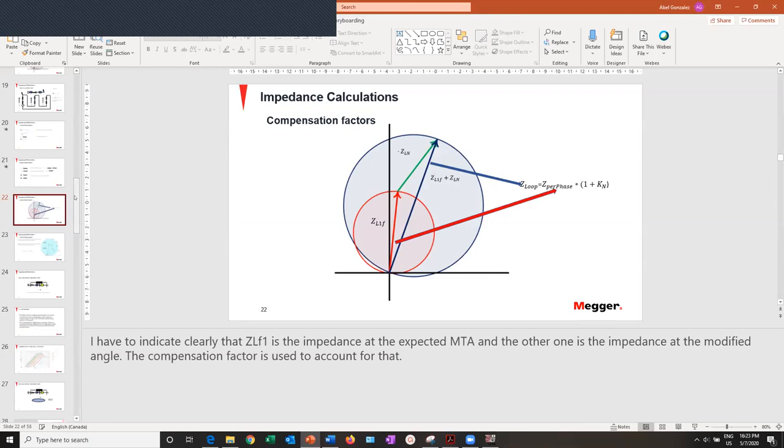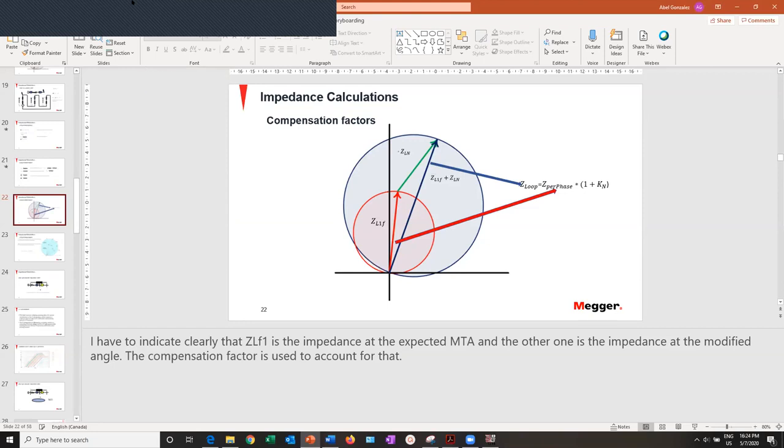Because of this, distance protection relays need to employ a compensation factor, something like a zero sequence compensation or a residual compensation that Abel was explaining. It is needed to adjust the measured impedance to reflect the actual system impedance. And when we are testing these different types of fault simulations, we need to consider the compensation factors to inject the right test values.